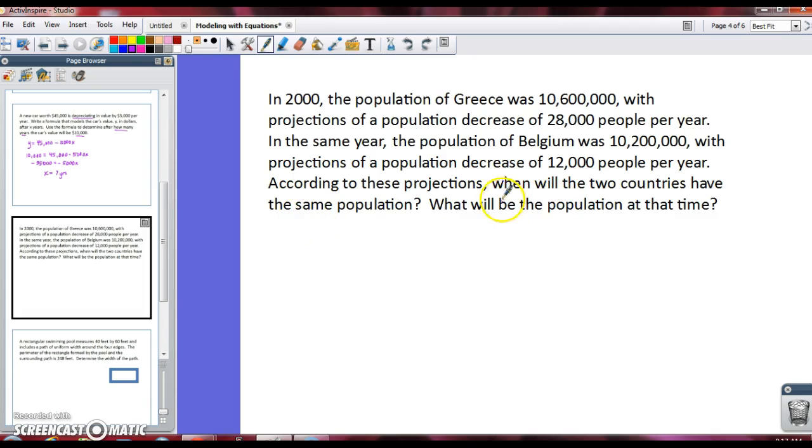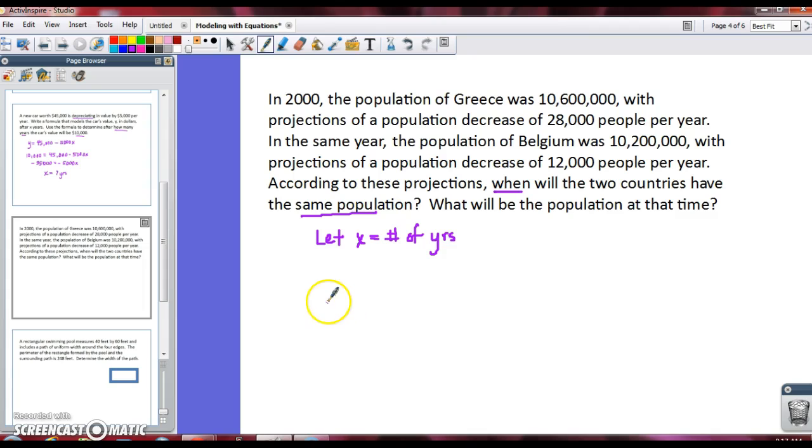So there's two important things in here. When will the two countries have the same population? So those are our two key parts of this question. Their same population is going to be when they're equal to each other. When is going to be x, right? Because that's what they're asking us to find, the number of years. So let x equal number of years.